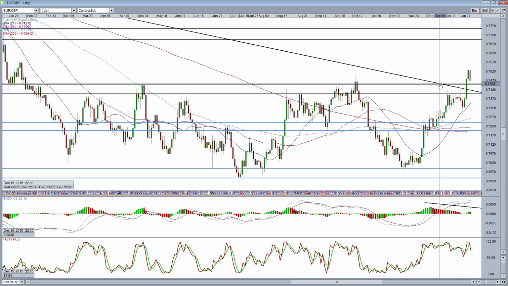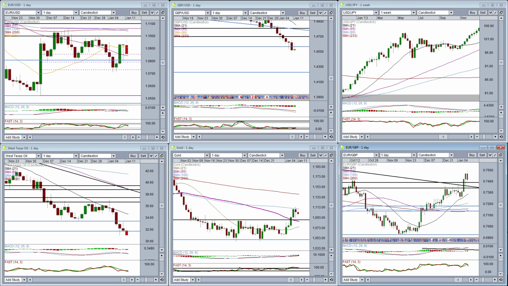But in the meantime, I remain bullish on this pair at this stage. I still think this is consolidation. I still think there's more upside to come, and I think we'll see 77 to 77.50 potentially tested in the coming days or weeks.